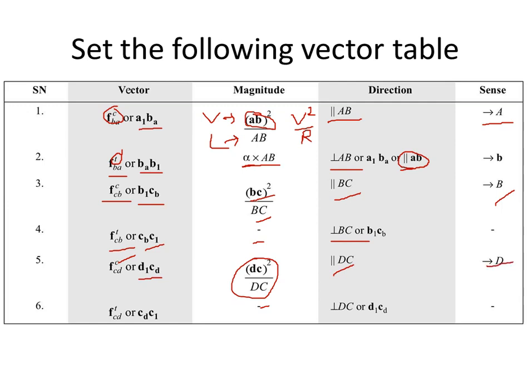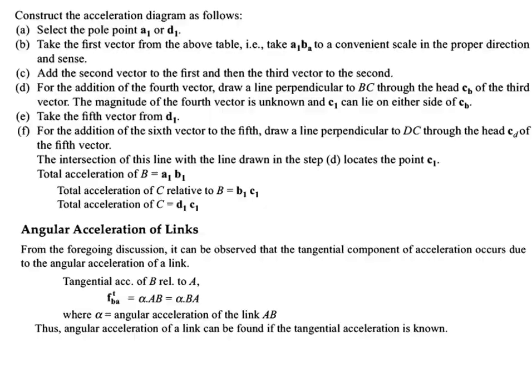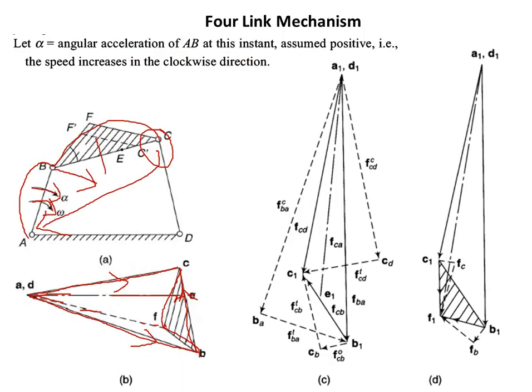And the last one, FCD tangential part, again the angular acceleration part of this. It will be nothing but alpha into CD, but not given. So you have to take this perpendicular to DC or D1 CD. So like this you have to first draw the table. Now using this table you have to construct the velocity diagram. Then it becomes very easy.